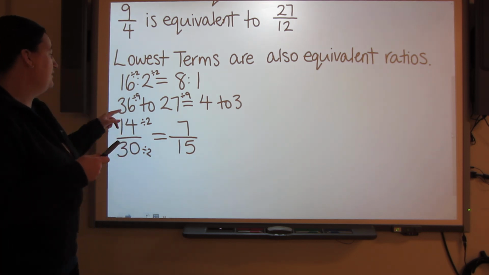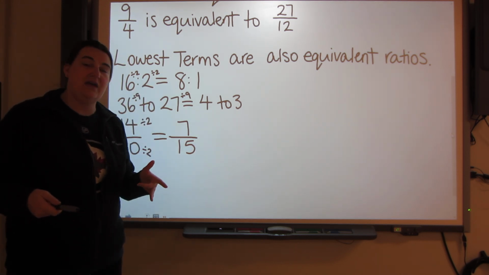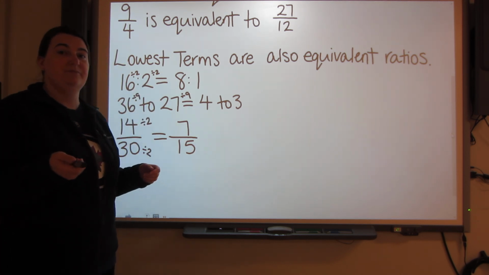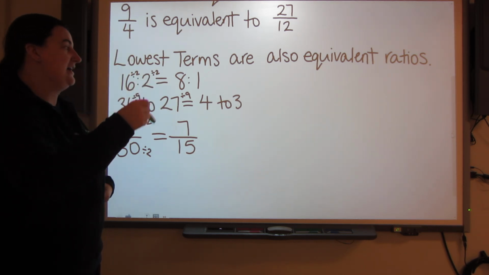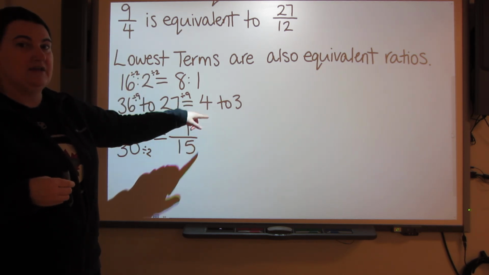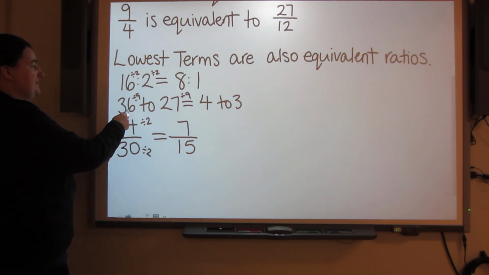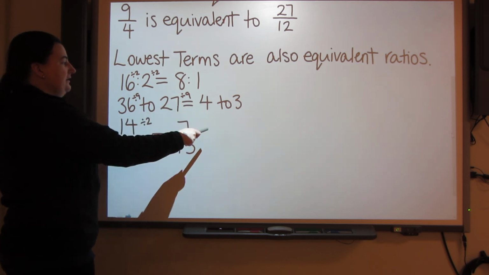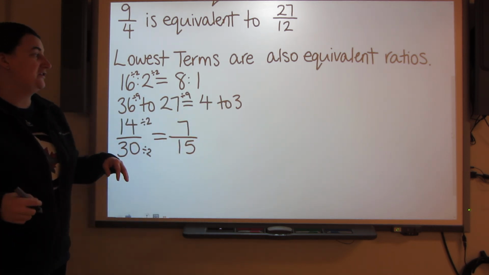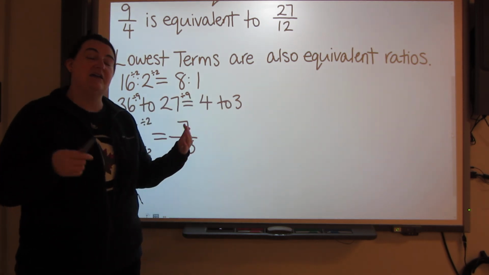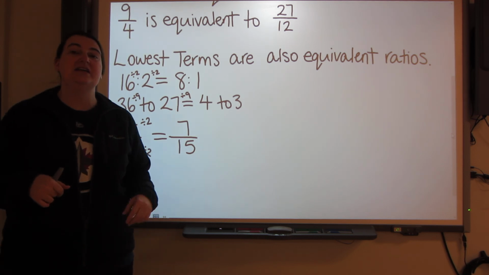So if you don't know 36 divided by 9 off the top of your head, that's okay. Use your multiplication chart. Look down your 9s till you get to 36, and then look to the side, and you'll see a 4. So that's how you know what to put and where to put it. 36 divided by 9 is 4. 27 divided by 9 is 3. So my lowest terms is 4 to 3. And I know once again that this is lowest terms because 3 is a prime number.